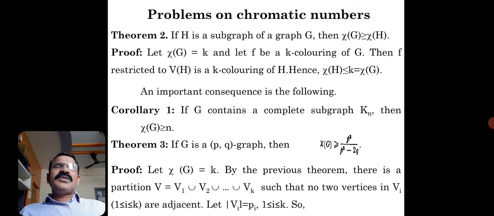Okay, so let the number of vertices in the subset Vi be equal to Pi, where i lies between 1 and k. So you can say 1 is less than or equal to i is less than or equal to k.